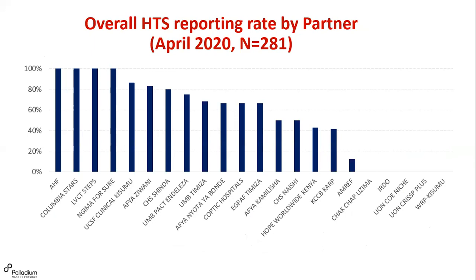Again, the performance is also variable by partner. So you look at some partners like eHTS site supported by HF, Columbia Stars, LVCT Steps. All the reports that we expected to receive in April were actually submitted to the warehouse. And others, like you can see on your extreme right, a lot can be done to improve on the timeliness of reporting.